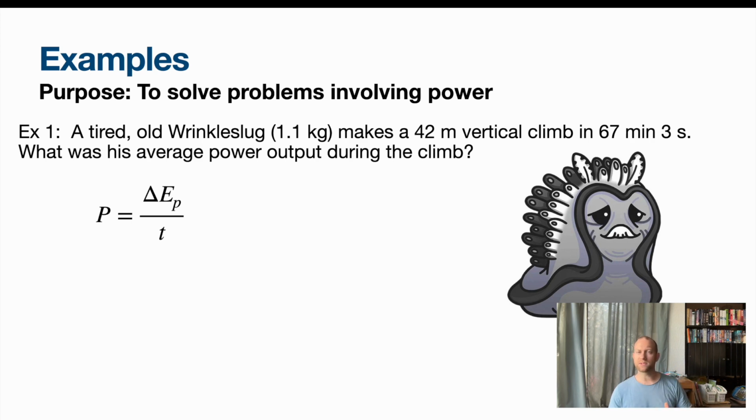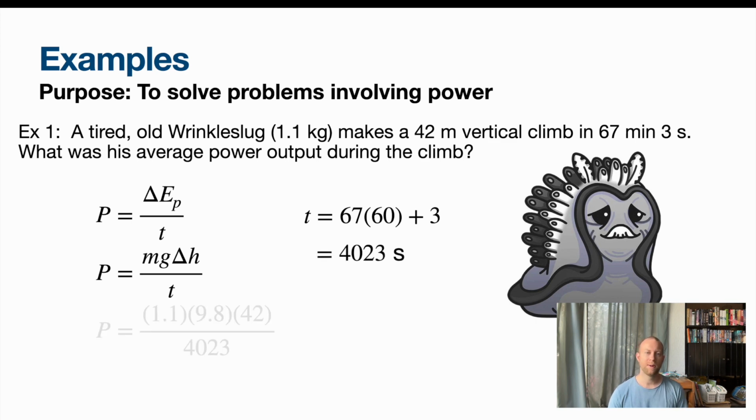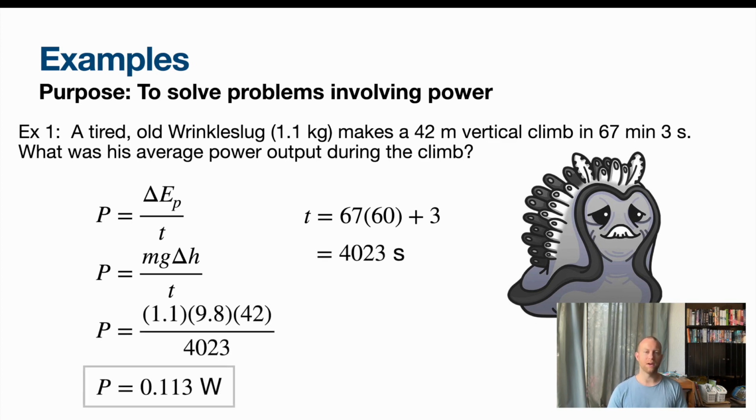Since it's moving upwards, I said it's potential energy. It doesn't say anything about speed or change in speed, so we're not going to deal with change in kinetic energy. Change in potential energy is mg delta h, since m and g are not changing. And in this case, we need to convert the time into seconds. So 67 minutes times 60 converts into seconds plus 3 because there's that extra 3 seconds. Plug these numbers in, you get a power of 0.113 watts. Again, it could be joules per second, it doesn't matter.